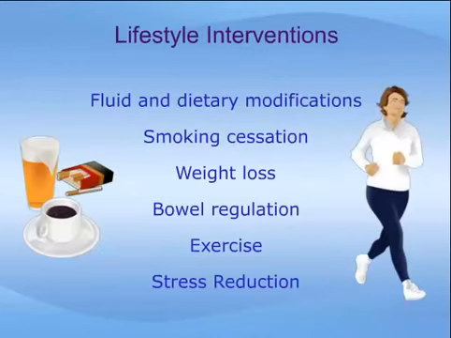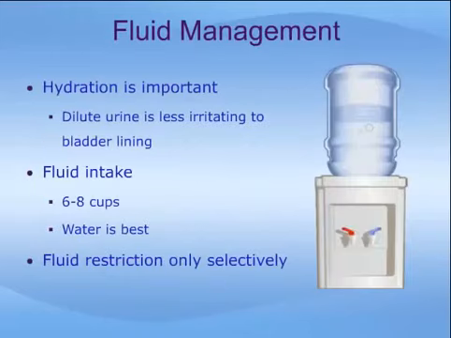There are several simple lifestyle changes that one can make which can have a big impact on bladder symptoms. These include fluid and dietary modifications, smoking cessation, weight loss, bowel regulation, exercise, and stress reduction. As a general rule, fluid restriction is not advisable as a means of dealing with interstitial cystitis. Limiting fluids will make the urine more concentrated, which can worsen bladder irritation. It is best to try to cycle a larger volume of more dilute urine through the bladder.